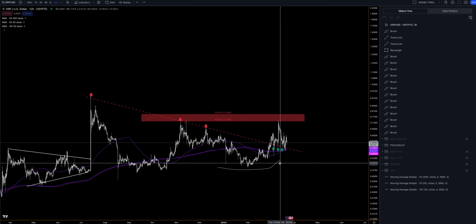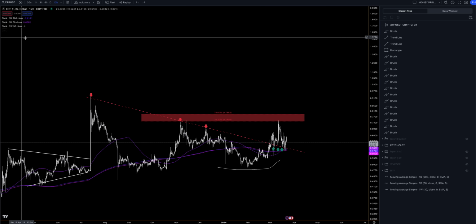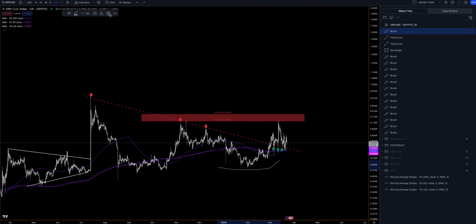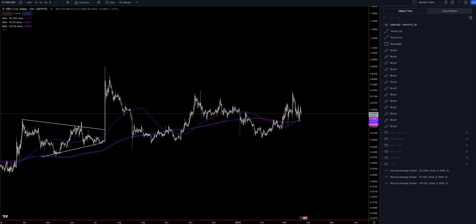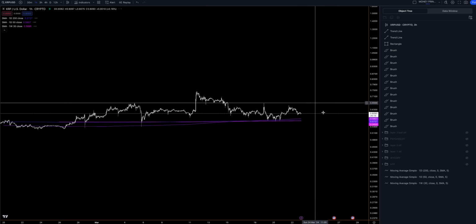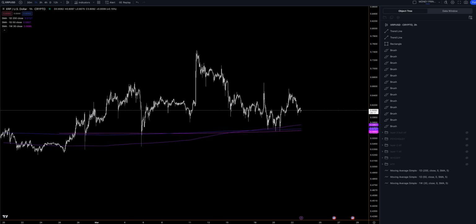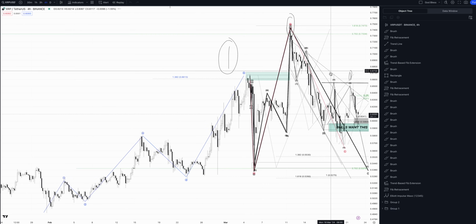So I've shown you the psychology. I've shown you the Wyckoff accumulation scenario. I've shown you the high time frame wave count. Now, before I end this video, let's take a look at some of the small time frame wave counts that I have over here. Okay, so let's go to this layout that I have here.